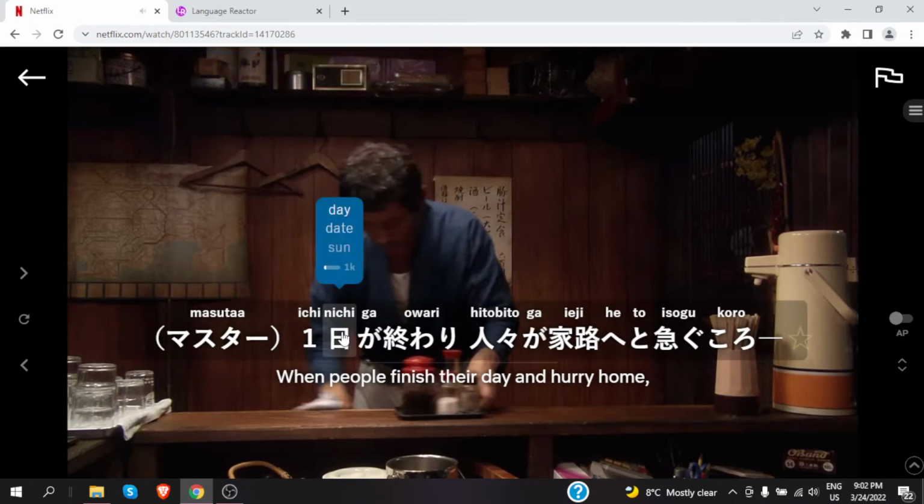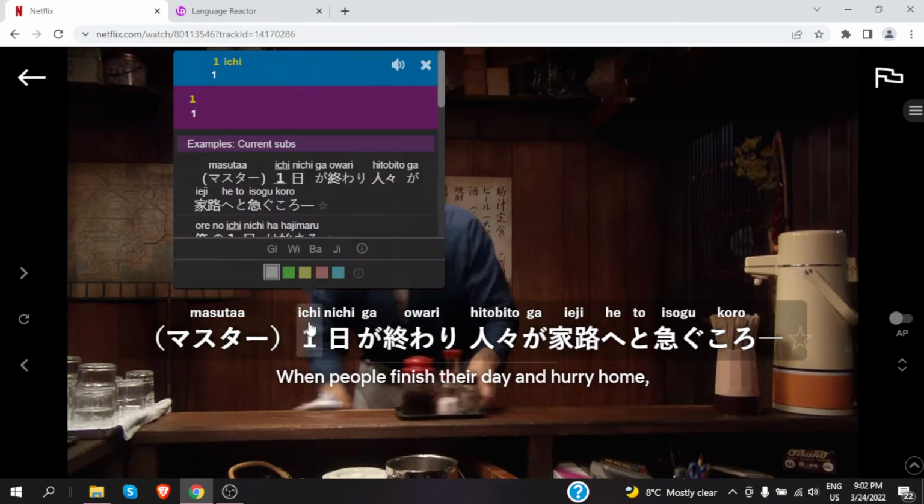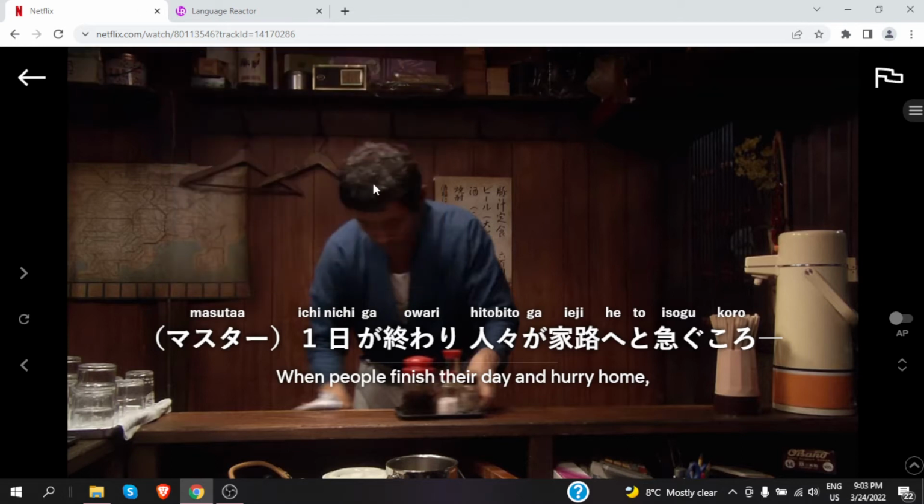Okay, ichi nichi. Now you've got to use the English subtitle below and try to figure out what's going on with the Japanese. So ichi nichi. So I'm guessing it's each day, as you can see there, when people finish their day, ichi nichi. So I'm guessing. See, there's a lot of guesswork here as well. So ichi. Okay, all I know is ichi is one. Nichi, day.